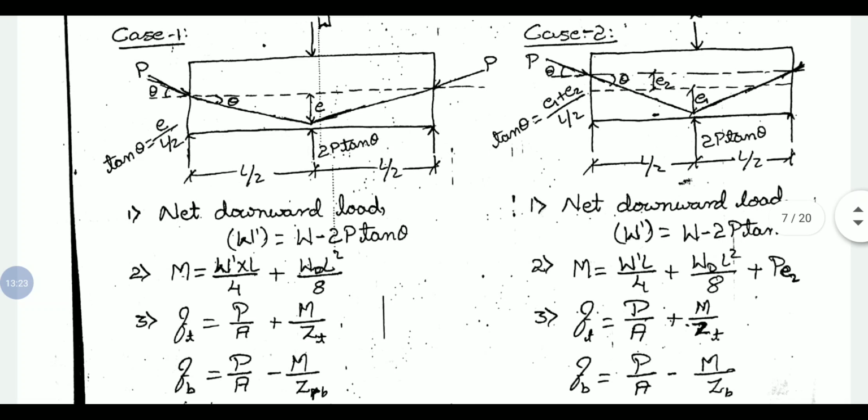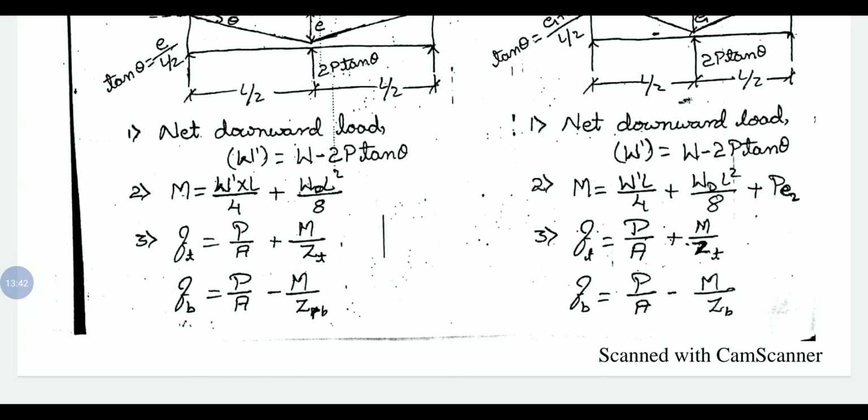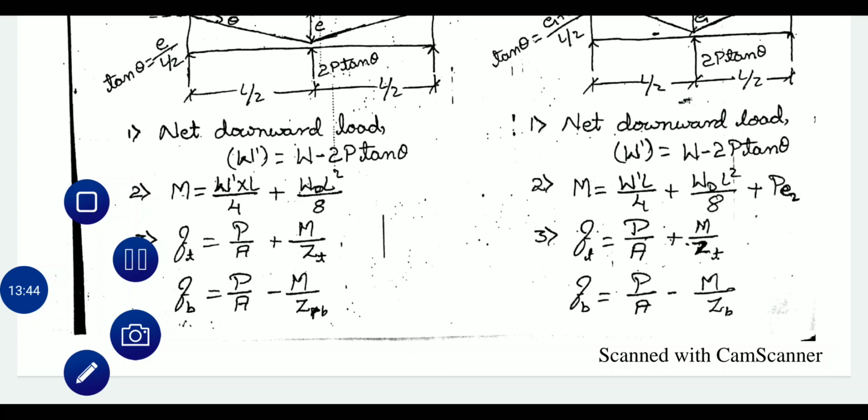In case 2, we have eccentricity at the support as well as eccentricity at midspan. So there we have an additional parameter for calculation of the moment M, that is, we consider the moment above the neutral axis, which is P into E2. This is about the load balancing concept.